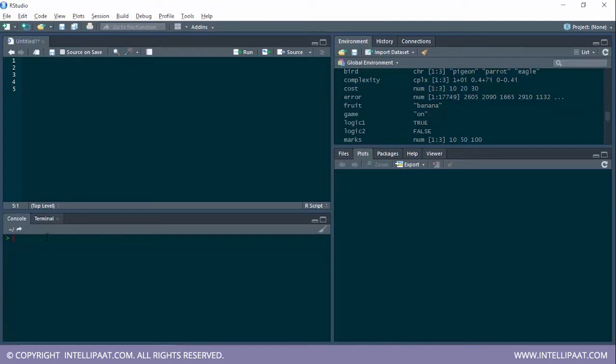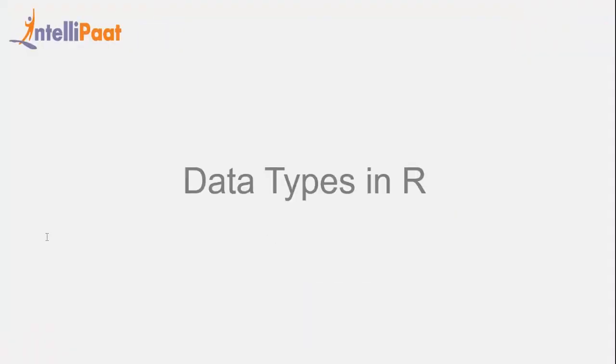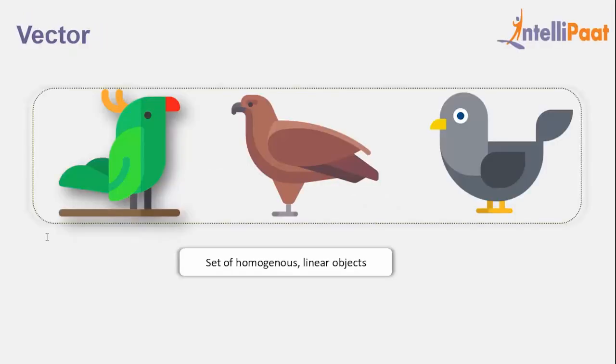Now let's head back and understand what exactly are data types in R. The most basic data type in R is a vector. It's a homogeneous unidimensional object. So what do I mean by homogeneous? Well, all of its elements must be of same type. Like over here, we have a collection of birds linearly arranged. Now let's implement this in R.